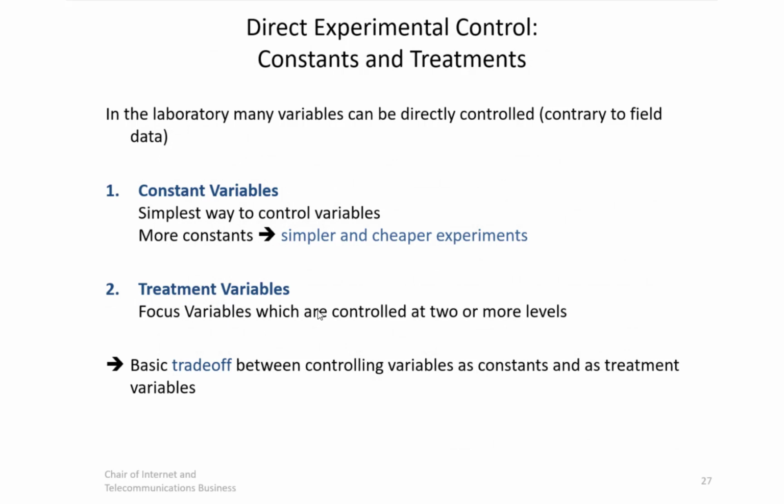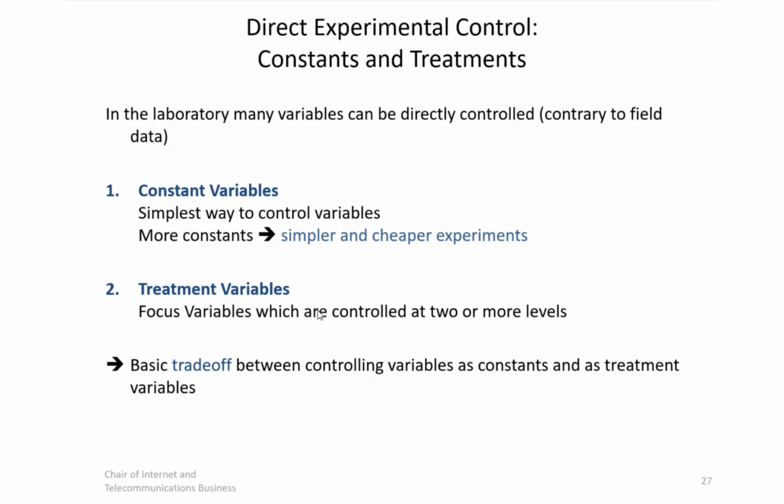Next, it's nice to understand what constants in treatment are. In the lab, many variables can be directly controlled for, in contrast to field data. So first, constant variables. It's the simplest way to control variables. The more variables you can keep constant, the simpler and cheaper the experiment is going to be.